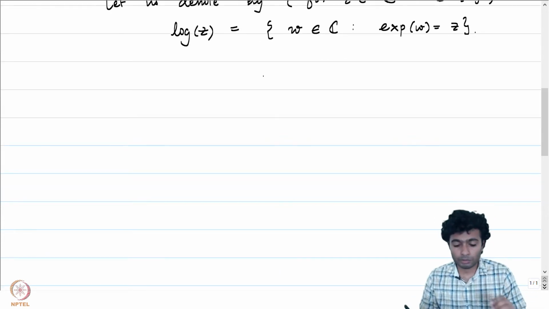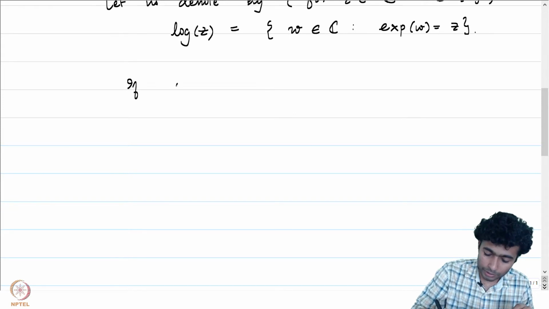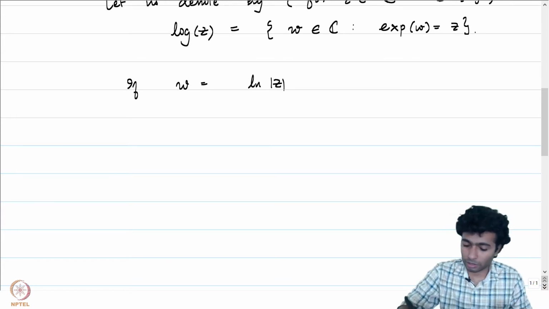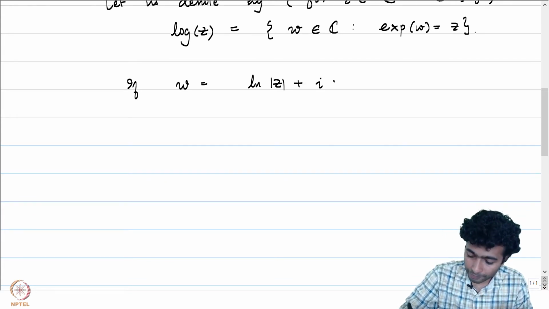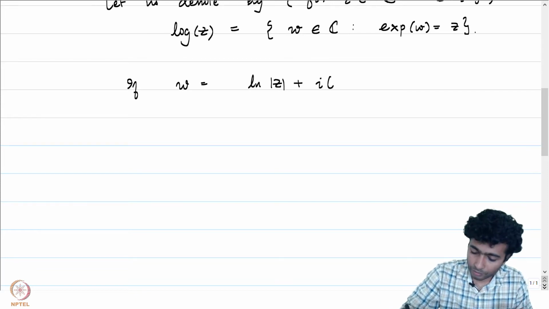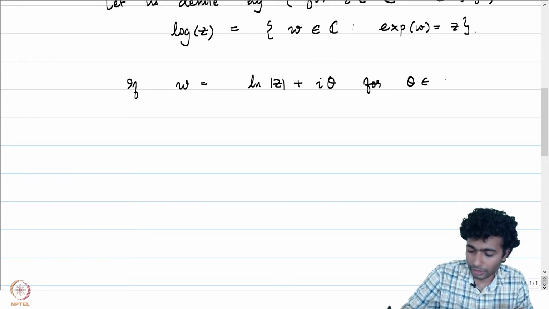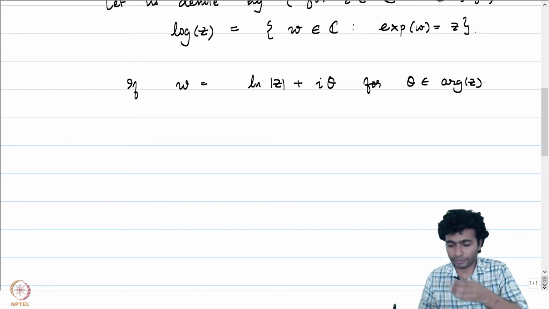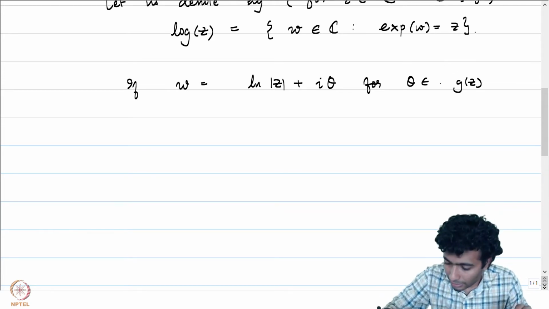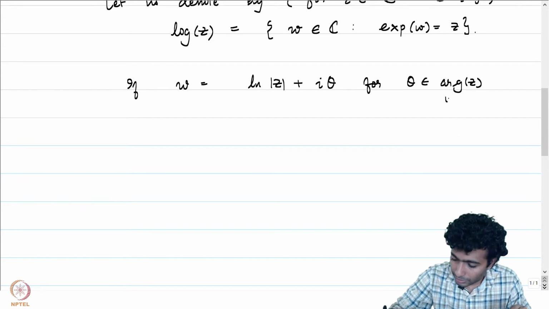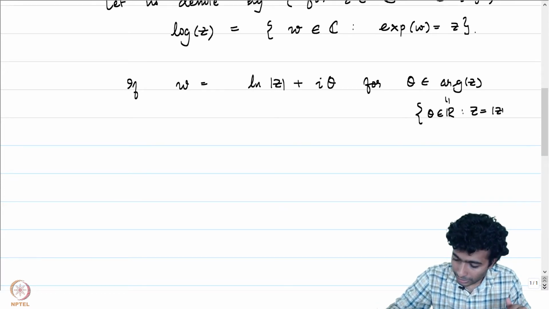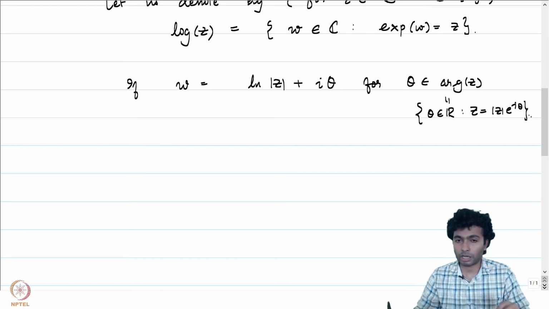We could specialize a bit more by observing that w is equal to ln of mod z, where ln here is the real logarithm, plus i times theta, for theta in the argument of z. Recall that arg of z, with small a, is actually a set. This is basically the set of all theta in R such that z is equal to mod z times e to the power i theta. This is precisely what arg z was.